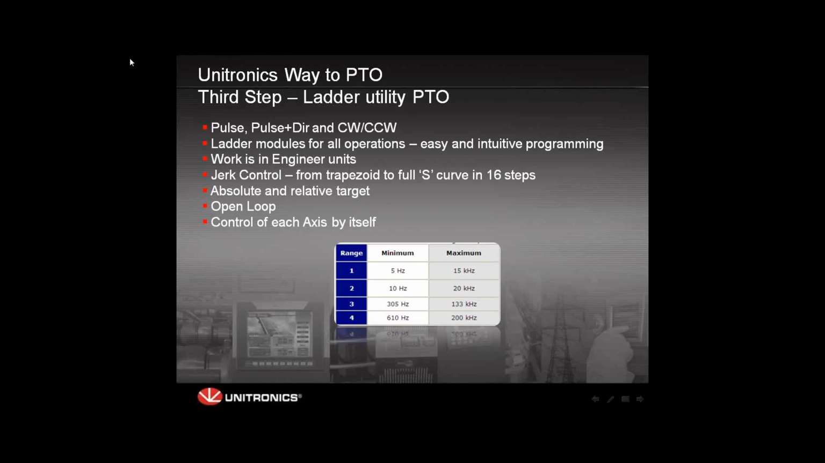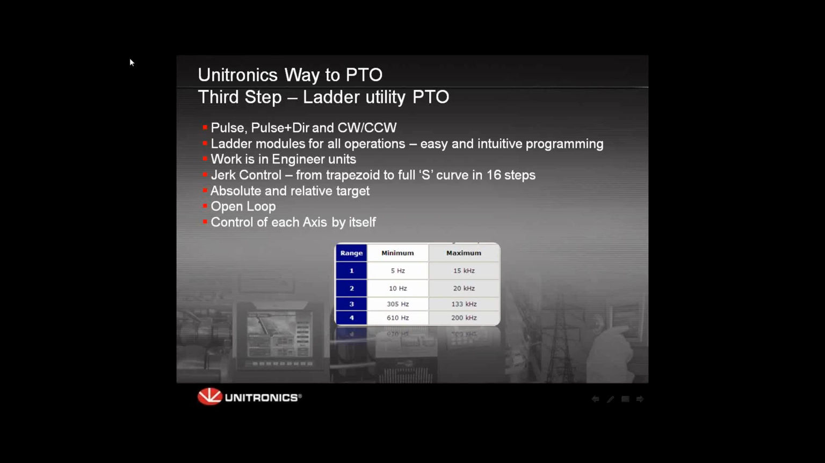One more feature that the new PTO can do is to control the jerk factor. The jerk factor is the intensity of the curve. It means that it can either be very smooth or very jerky, and it can be set in 16 steps, from a full trapezoid to a totally smooth and sleek S curve. And that can be decided in 16 steps.